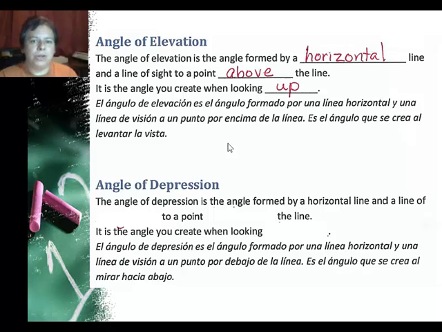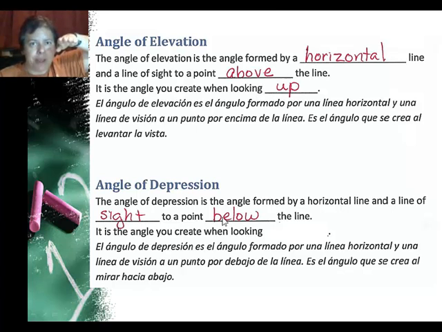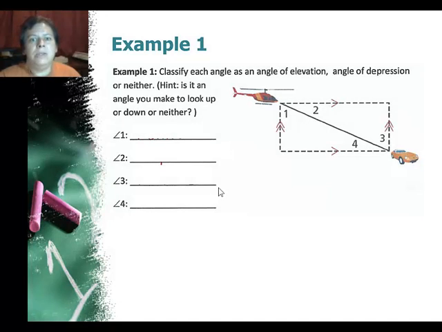The angle of depression is the opposite. It's the angle formed by the horizontal line and a line of sight to a point below the line. So now I'm going to be looking out horizontally, and then I'm going to look down. However big that angle is, that is the angle of depression. So depression is looking down, elevation is looking up, and it's always as if you're looking straight across as your starting point.